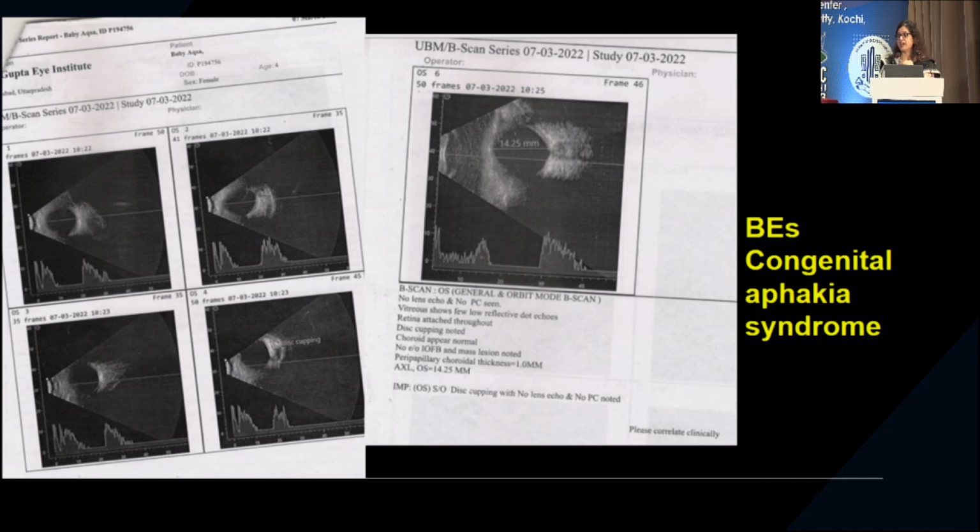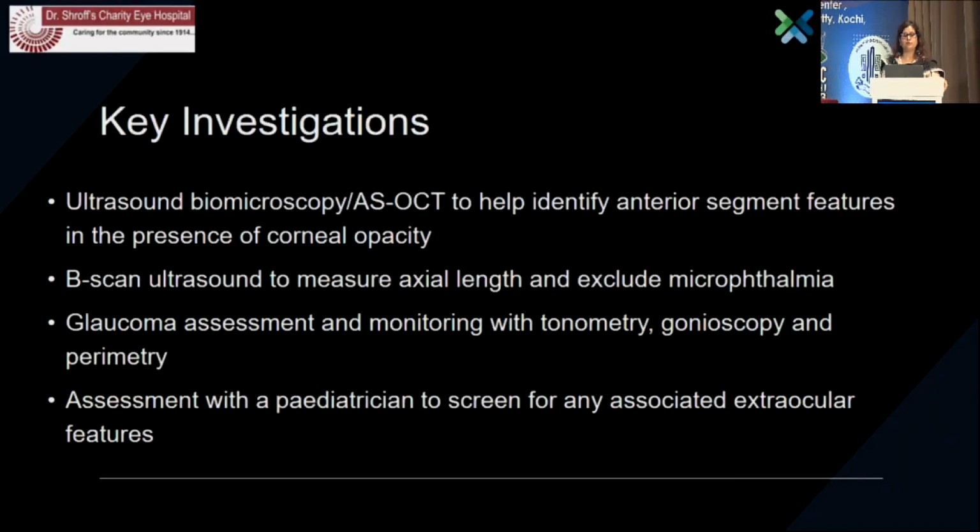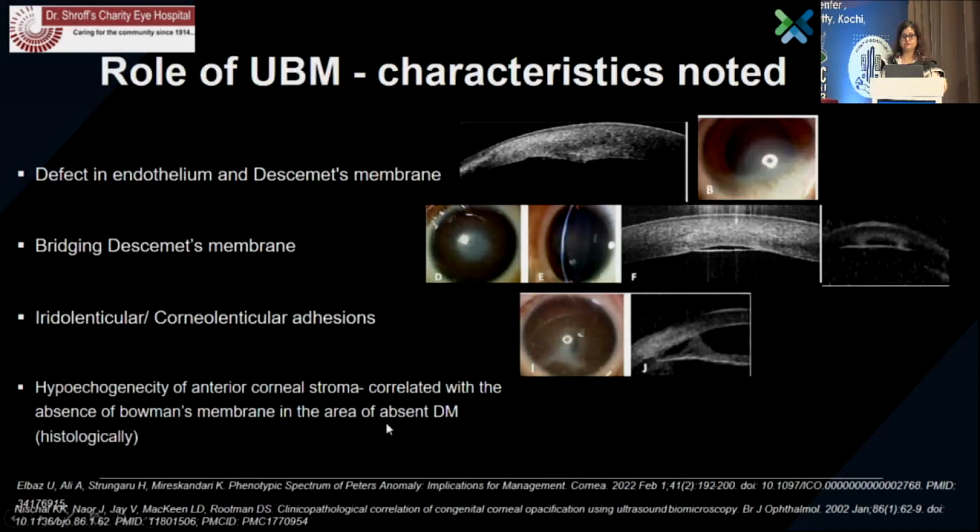We have put the child on conservative management right now, because the prognosis of doing surgery in such eyes is really, really bad. And these are the reports. So the key investigations for anterior segment dysgenesis, along with the glaucoma assessment with tonometry and gonioscopy, are ultrasound biomicroscopy or ASOCT, and B-scan ultrasound to measure the axial length, because some of them may be associated with microphthalmia. And for each of them, the assessment with a pediatrician is very, very important.